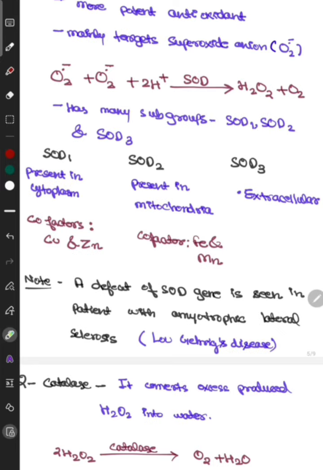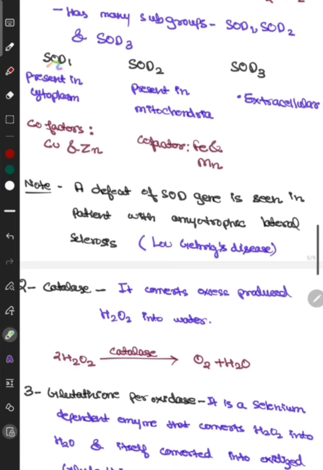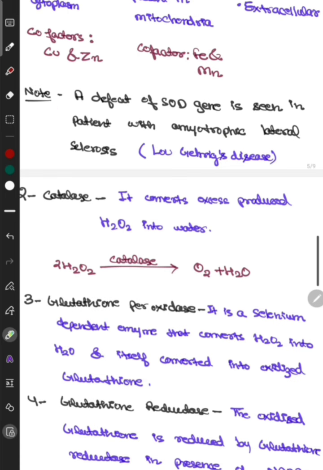The major difference between these enzymes is that superoxide dismutase type 1 is present in the cytoplasm, and the cofactor in this enzyme is copper and zinc, while superoxide dismutase 2 is present in the mitochondria, and the cofactor for this is iron and manganese, while superoxide dismutase 3 is extracellular in nature. There is a clinical scenario that if there is a defect of the superoxide dismutase gene, then there is a disease known as amyotrophic lateral sclerosis, also known as Lou Gehrig's disease.